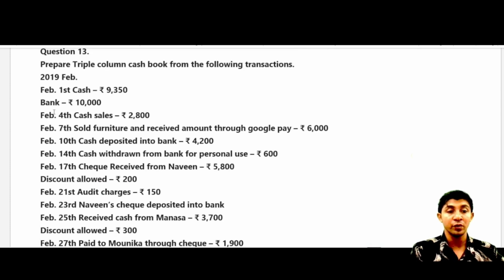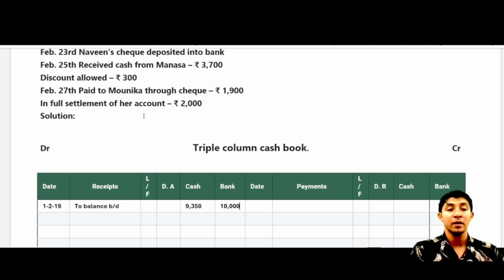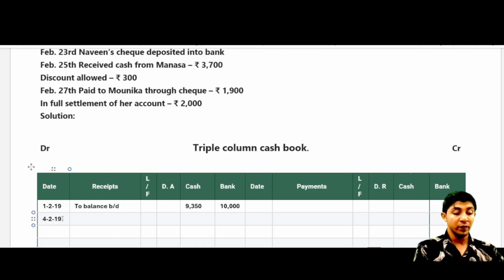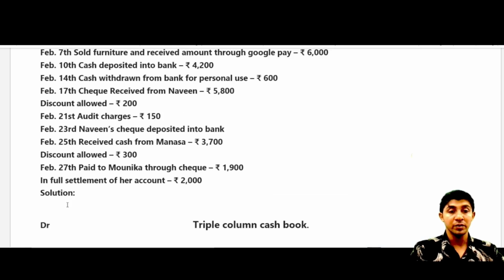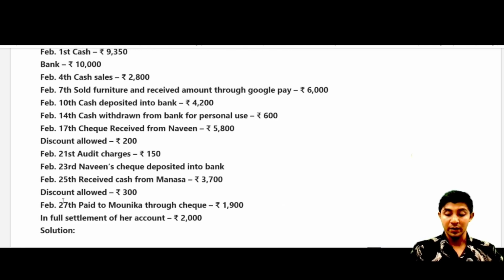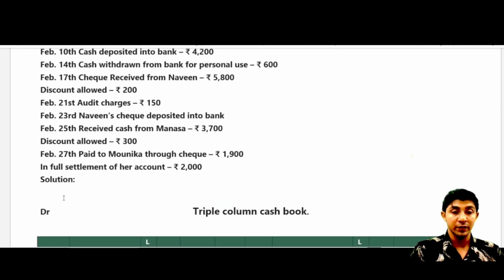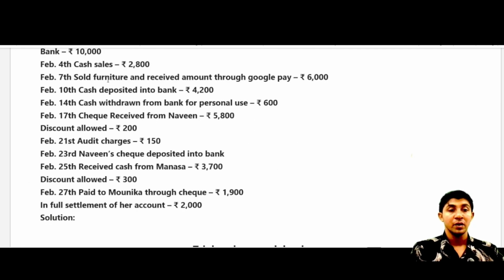That is on 4th Feb. Cash sales 2,800, you sell in return for cash. So on 4th Feb 2019 we have done sales. Money came into our business, so we have to record it on the receipt side. So sales account, the amount is 2,800.